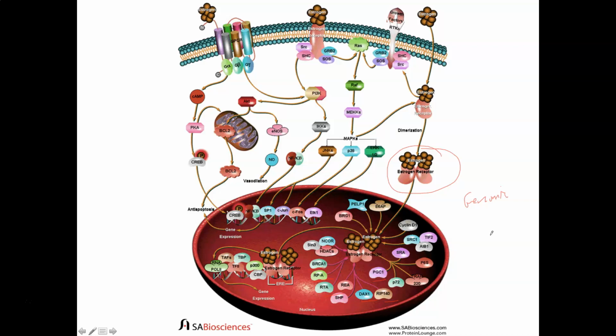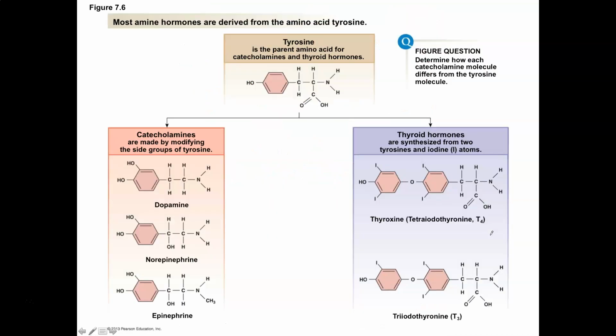So what are amine-based hormones? Amine-based hormones just simply means hormones that are derived from single amino acids. Some examples of this would be melatonin. Melatonin is derived from tryptophan. It's produced in the pineal gland. You have epinephrine, norepinephrine, which are catecholamines, which are derived from tyrosine. And then, of course, you also have the thyroid hormones, which are also derived from tyrosine.